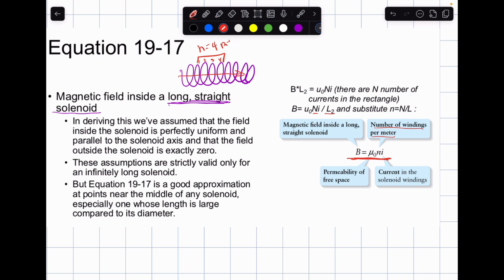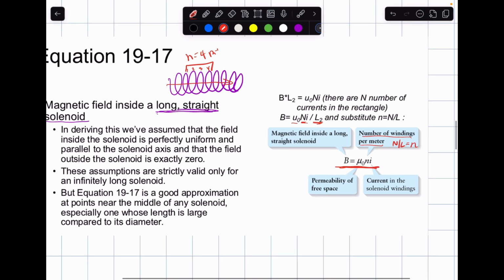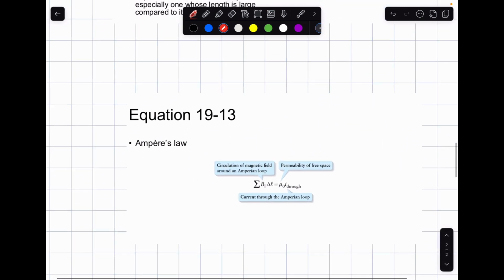So another way to write the magnetic field would just be mu naught times the total number of turns times the current, divided by the full length of the solenoid. But this big N over L is simply little n. Okay. So again, table this information for chapter 20. There's nothing in your homework that has to do with the solenoid for chapter 19.